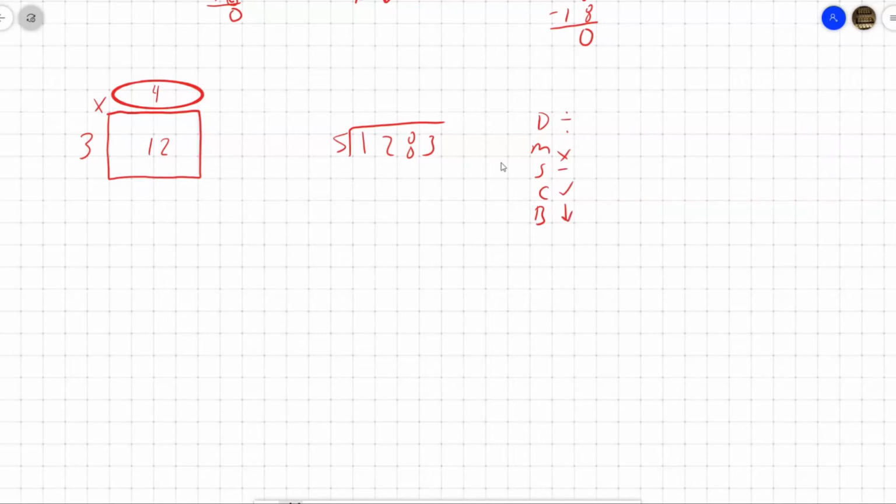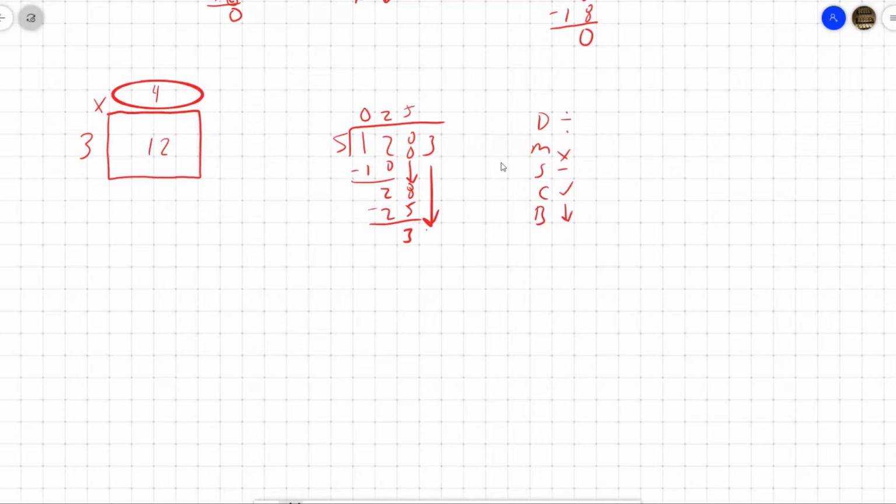How many 5s are in 1? 0. How many 5s are in 12? 2. 2 times 5, 10. Subtract, check, that's good, and then bring down. How many 5s are in 28? 5 times 5 is 25. It gives me 3. 3 is less than 5.